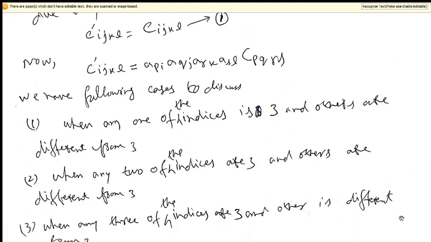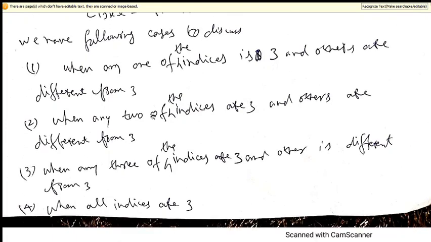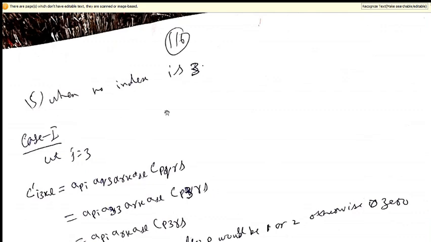Third case, when any 3 of the indices are 3. Three indices are equal to 3 and the fourth one is different from 3. And the fourth case, when all indices are 3. And the fifth case, when no index is 3. All indices are different from 3 in case number 5.